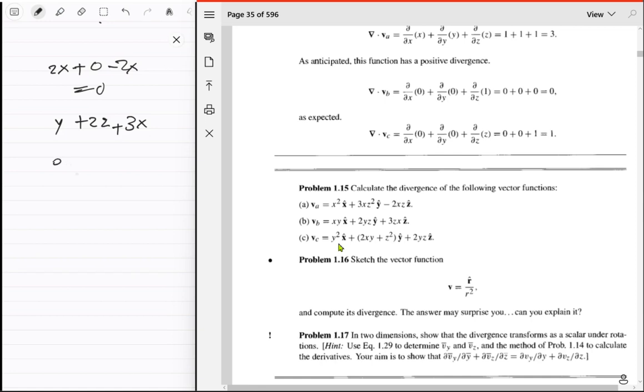Then this will be this y, of course, which is 2x over there, and then you got this z, which is just 2y. So yeah, these are the answers. Next.